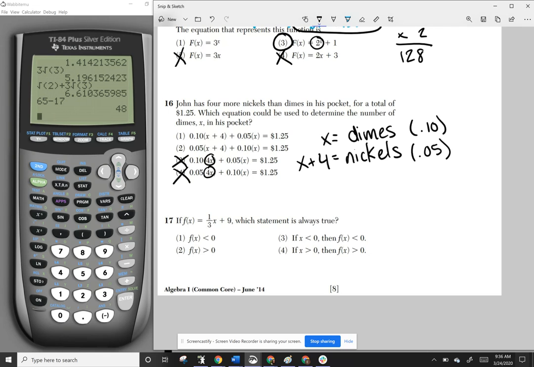And in 1 and 2, we want to make sure that the correct coin is matched with the correct value. So we said dimes was x, so the x needs to be paired with the 0.10. And in number 1, x is paired with 0.05, and a dime is not worth 5 cents. It is worth 10. So our answer is 2. The x is paired with the 0.10, and the x plus 4 is paired with the 0.05.